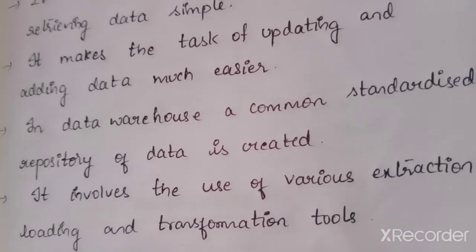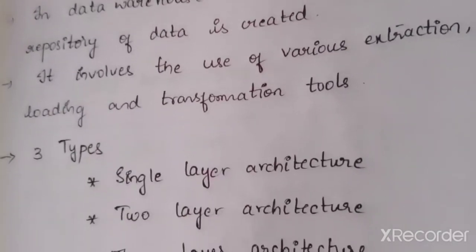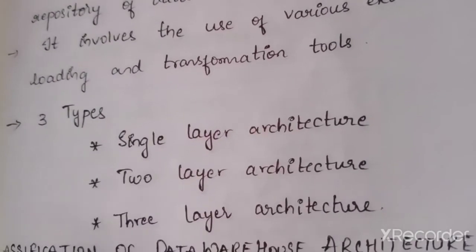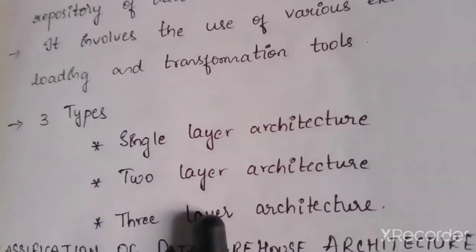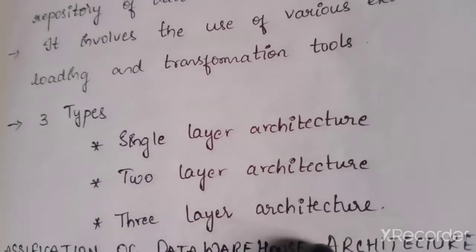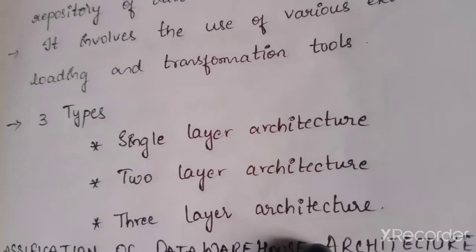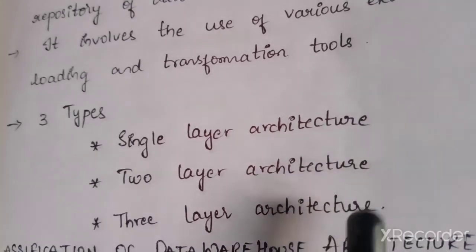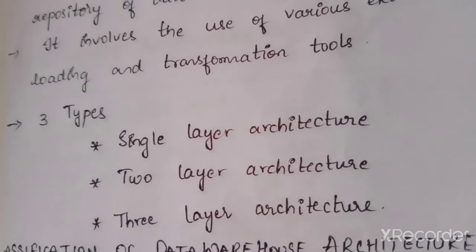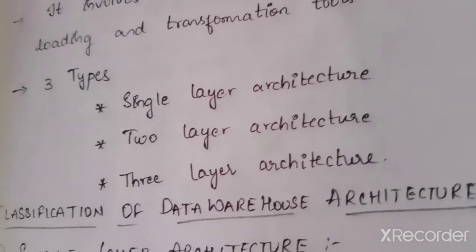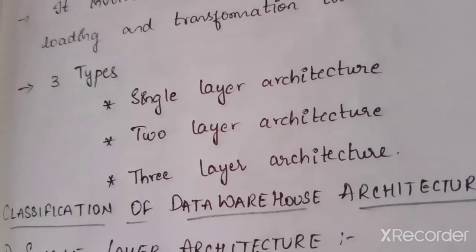Then this architecture is divided into three types. What are they? Single layer architecture, two layer architecture and three layer architecture. Then coming to the classification of data warehouse architecture.